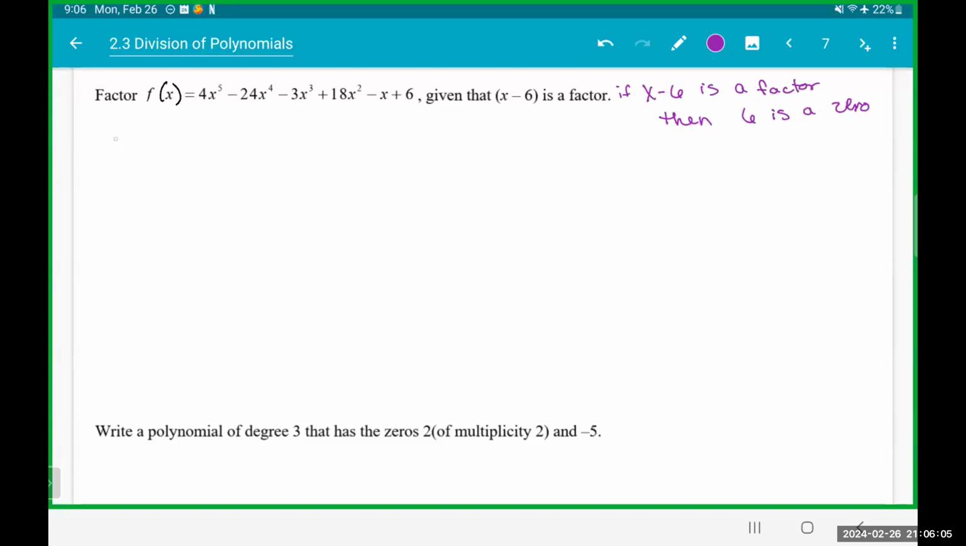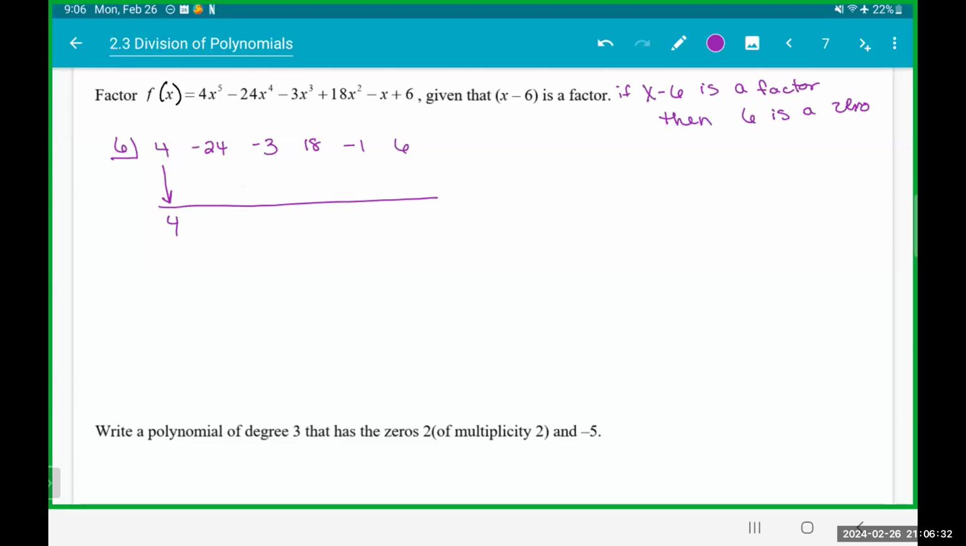So then I know that I could put a 6 over here in this box, and I can see I have x to the 5, 4, 3, 2, 1, 0. So I could just plug in 4, negative 24, negative 3, 18, negative 1, 6. That's not enough room. We'll bring the first term down.